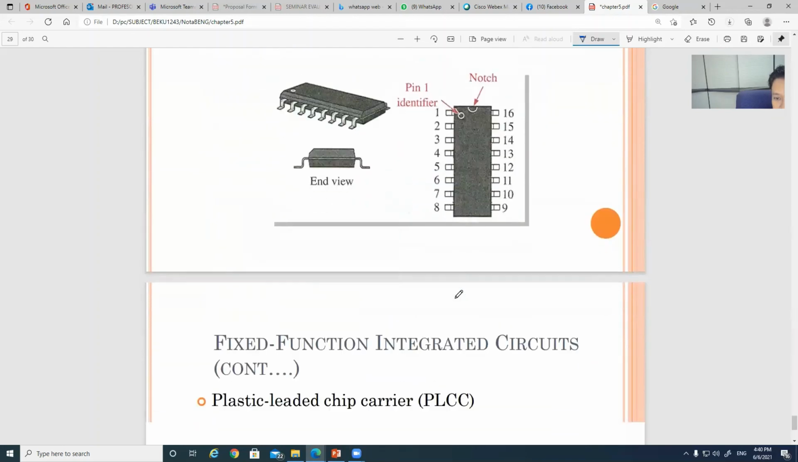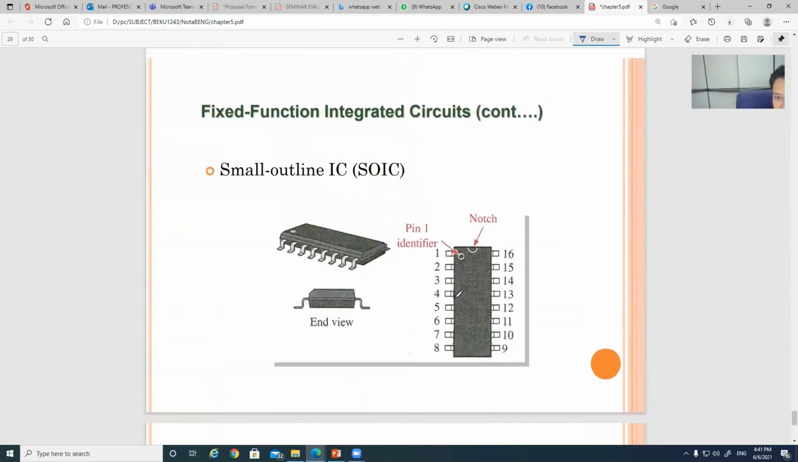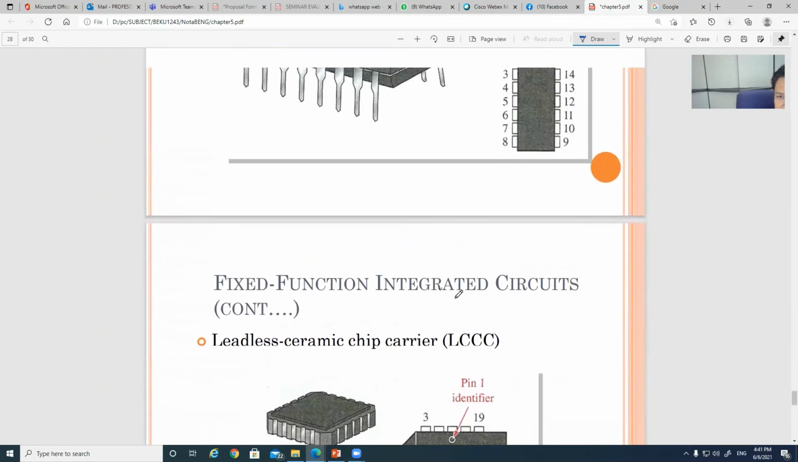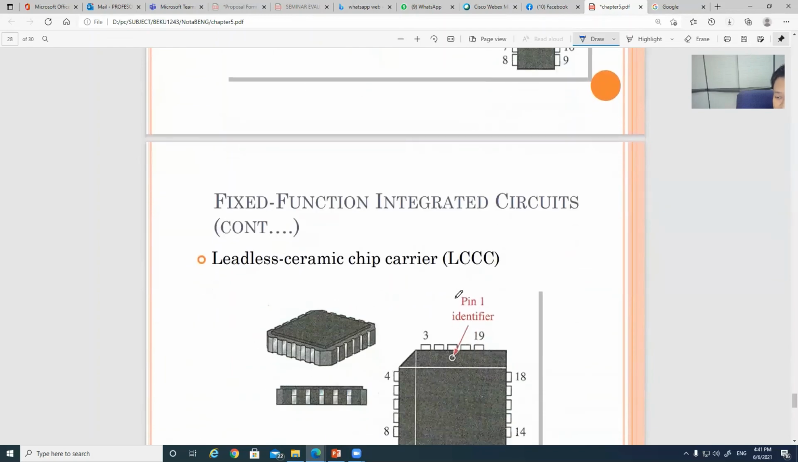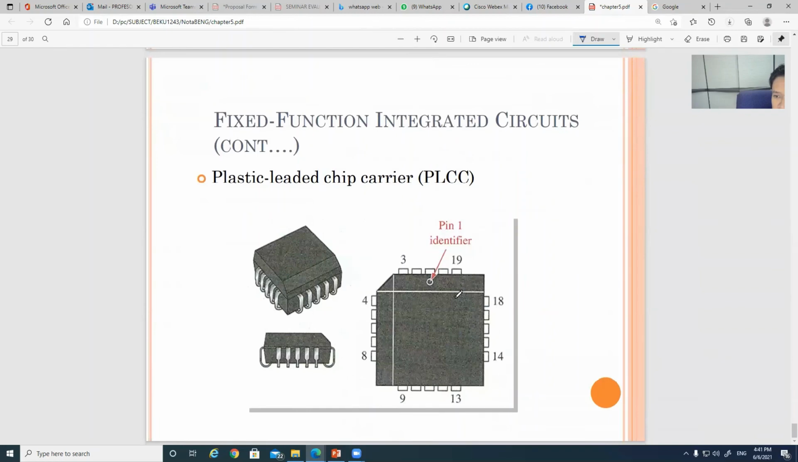And then the last one we have is the plastic leaded chip carrier. So this is the package of the IC. We can only find the small outline IC and the dual inline package, the normal IC that we use in our lab. The others you may find on small electronic components and so on. I think that's all for chapter 5.